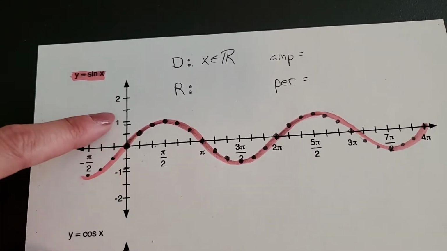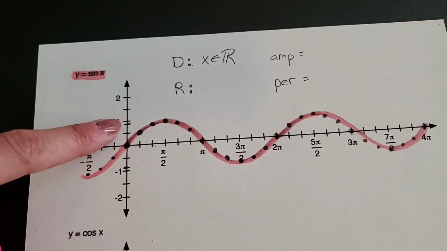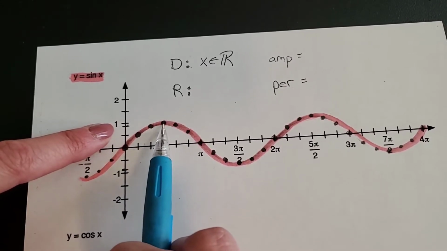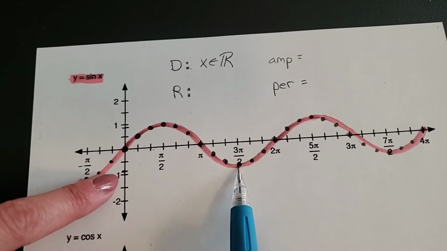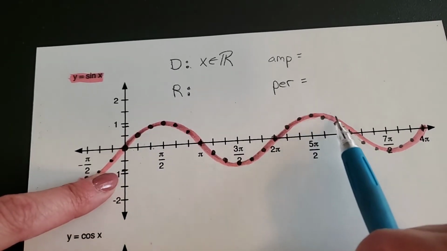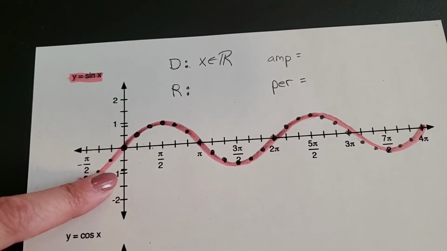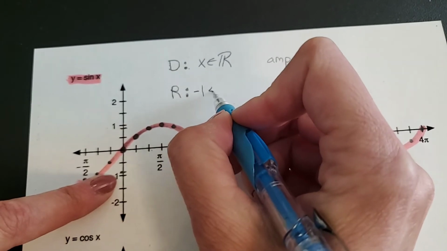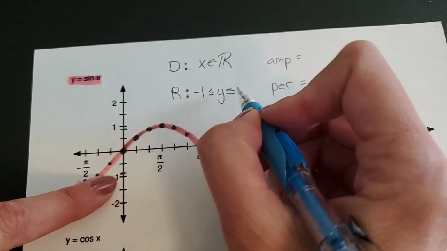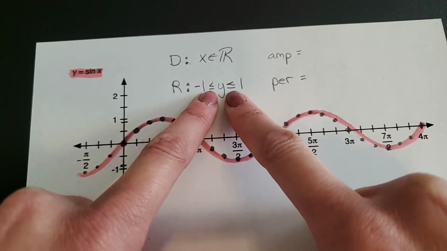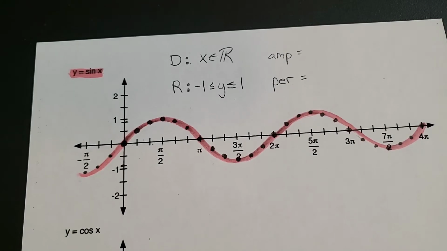How about the range? What about those outputs? Well, look at here. We never go above 1. 1 is the maximum of this function. And we never go below -1. We just bounce in between 1 and -1. The maximum value is 1. The minimum value is -1. And so all of those y values sit in between -1 and 1 inclusive. Make sure you have or equal to there because they can in fact have a value of 1 and -1. That is the domain and range of the sine function.